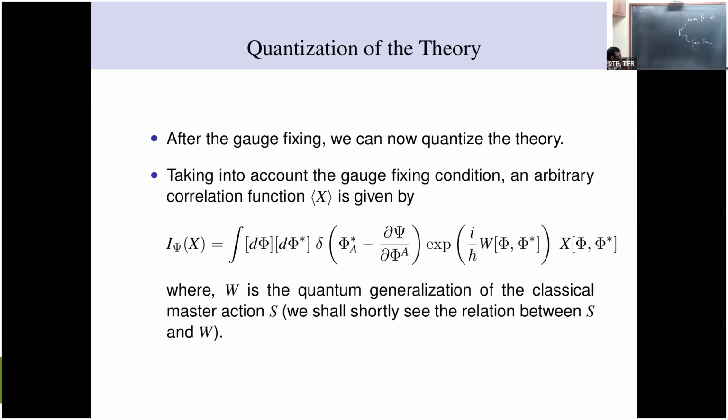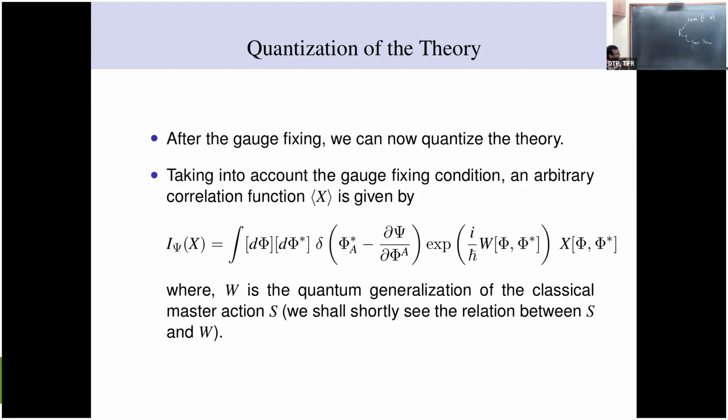So this delta is the gauge fixing delta function, and then you have this e to the power i by h bar W. So W is a quantum generalization of the classical master action S. We will shortly see what is the connection between this W and S. We are allowing for more general. So here your correlator depends on the psi.